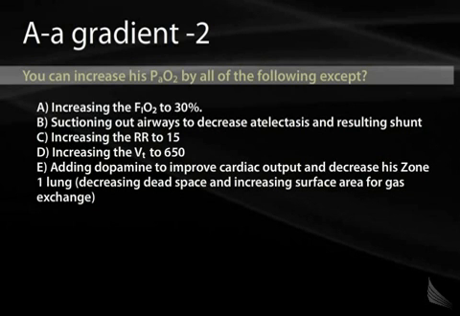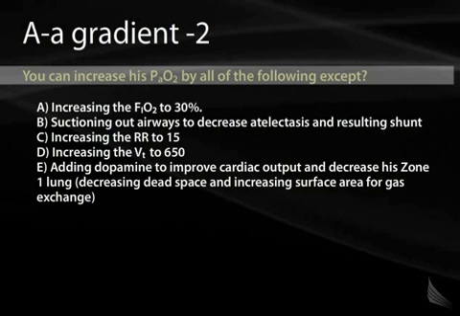Answer E is a little bit tricky. If we added dopamine, it would improve his cardiac output. This would decrease his zone 1 lung, and therefore decrease the dead space in his lung and increase the surface area for gas exchange. This would increase his PaO2.